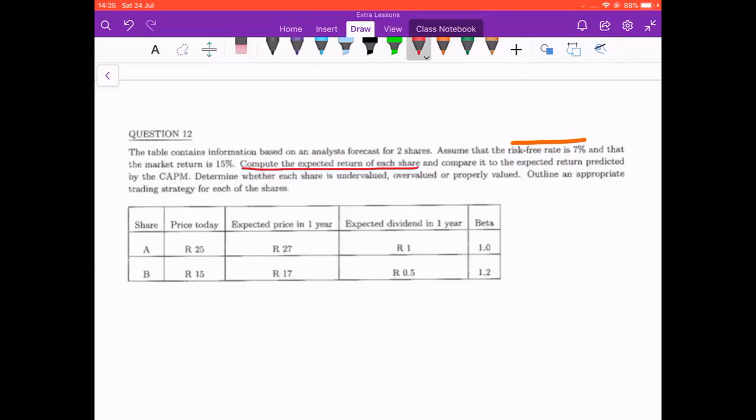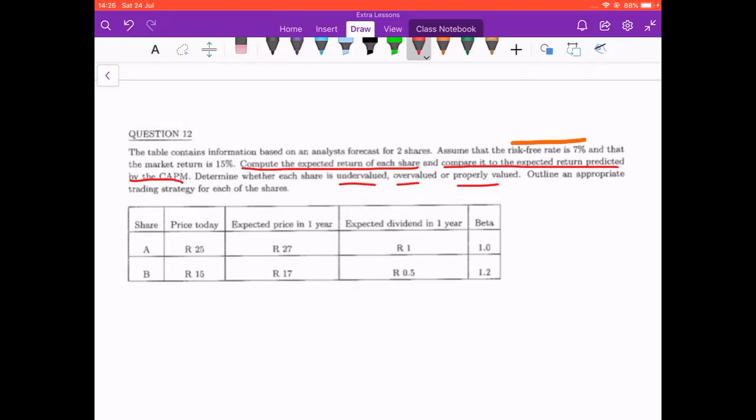For each share, compare it with the expected return predicted by CAPM, and then determine whether each share is undervalued, overvalued, or properly valued. Outline an appropriate trading strategy for each of the shares. So you want to find how much each asset costs. You will have to find the returns. So how do you find the returns?